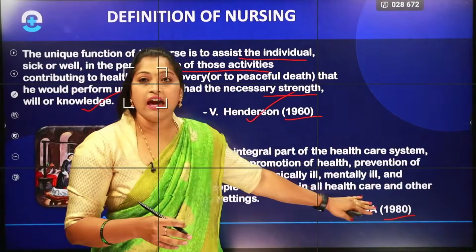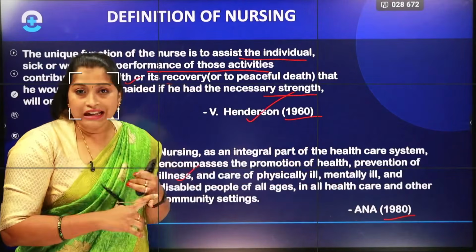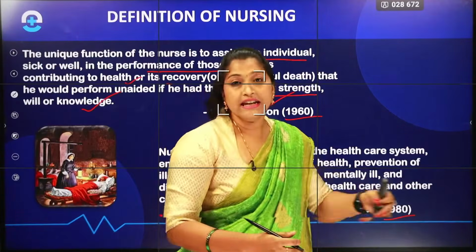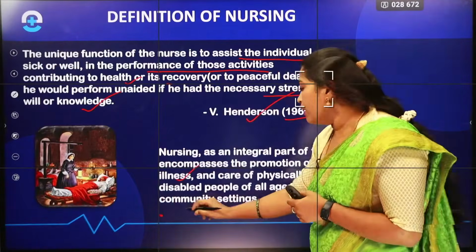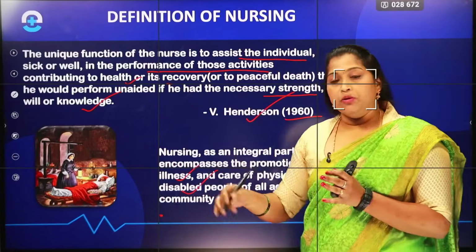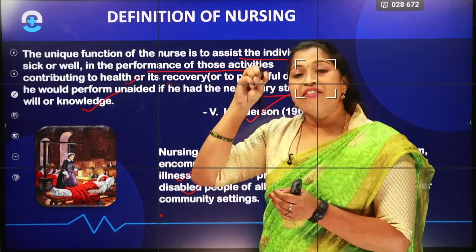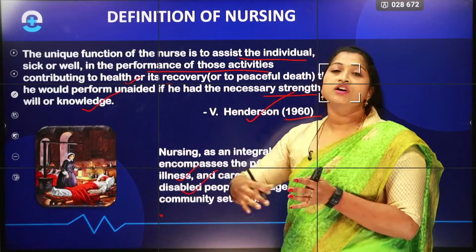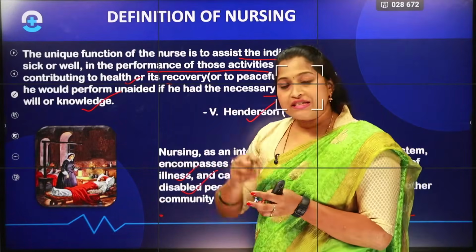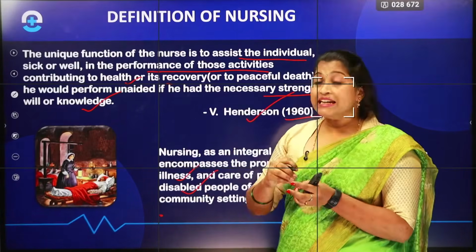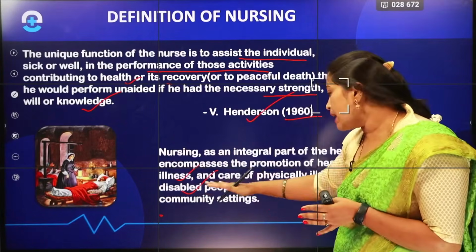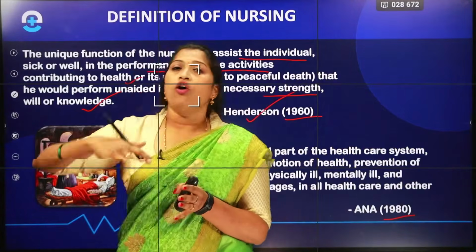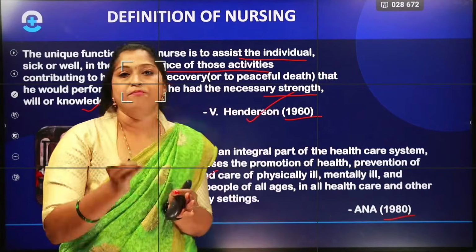Next is giving care to the physically ill. Whoever is physically ill, we are giving care to those patients. The mentally ill, and also disabled people, who may have a disability in the hand or the leg, for those people also we are giving the care. The physically ill, the mentally ill, and the disabled, in all ages, whether a young child or older adults, we are giving them the care.